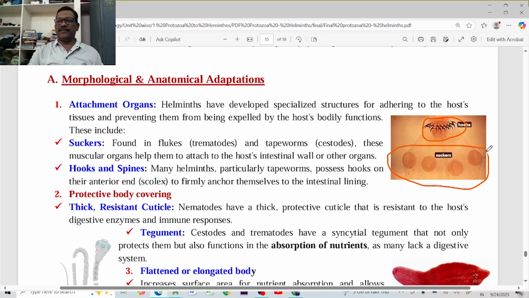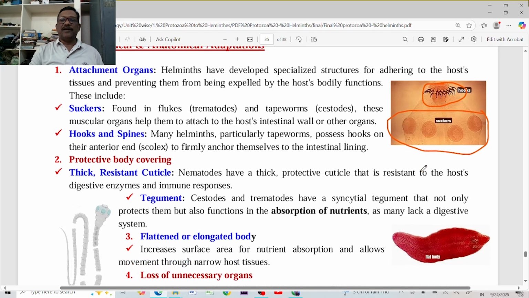These suckers are also used to attach to the small intestine wall, because if there are no suckers and hooks, these animals cannot stay in the intestine for a long time. They can be washed out by the food material, peristaltic movements or the water movements. So the suckers and hooks help these organisms. These are the special adaptations. They help the helminthic parasites to stay in the small intestine for a long time.